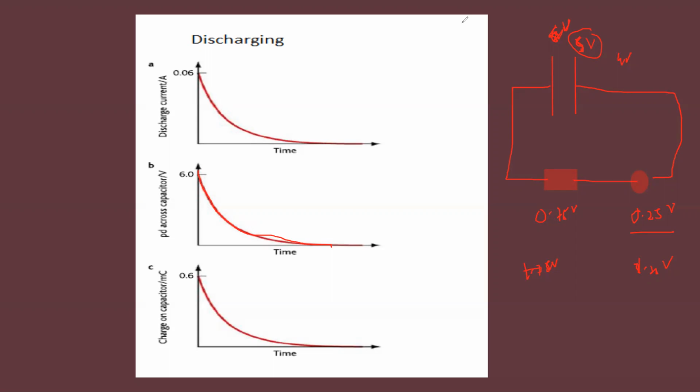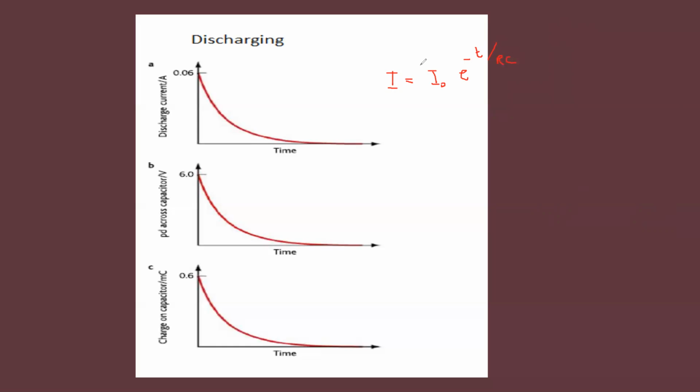So the formula which we can use to find the current at any instant of time, or charge or voltage for a capacitor, because it's an exponential change. The equation which gives this graph line is I equals I naught e raised to power minus t over RC. What is I naught? I naught is the maximum current.